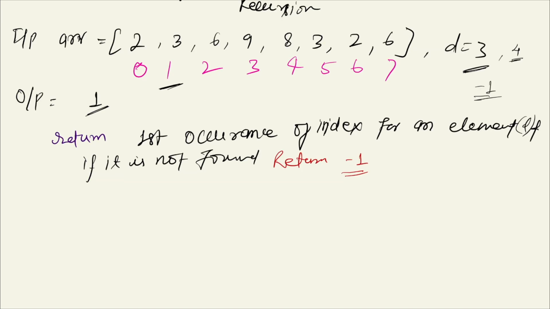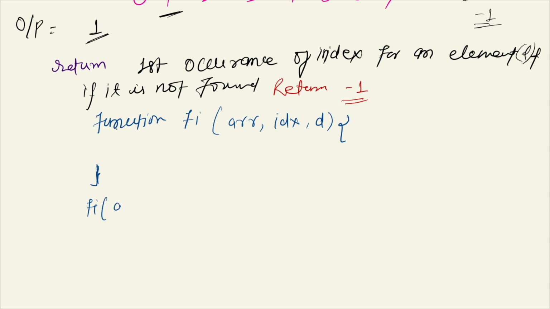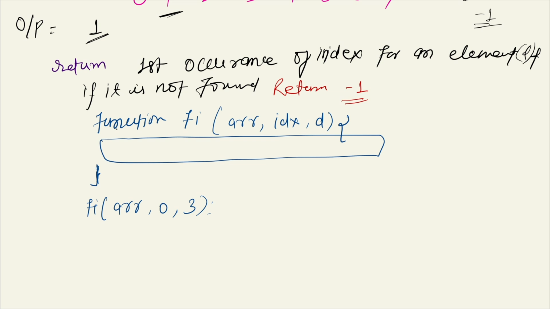So we will write the structure of a function, which will be like function fi, find index of first occurrence, and then we will pass the array, then the index, and then here will be the value of d. Okay, body will be open and then body will be closed. And here the function call will be fi with the array, the index value 0, and then d, which is 3 here. So the value of d will be 3, and this is the body of our function. We will implement it later.